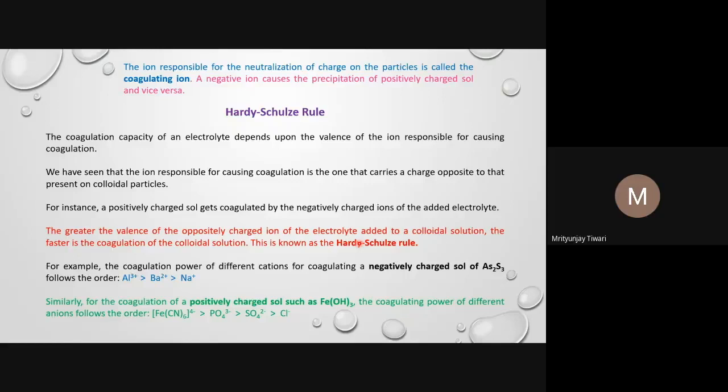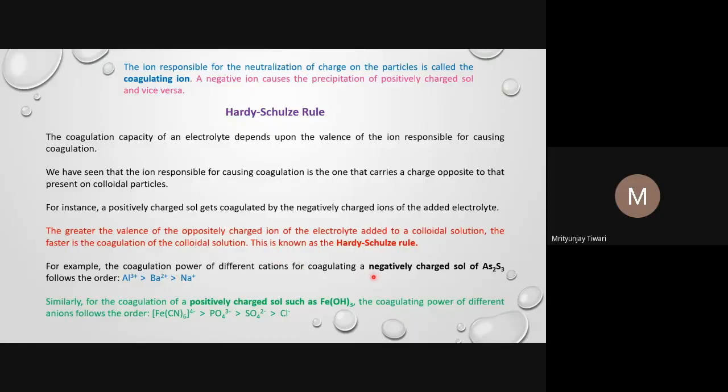Depending on whether the charge, that we call the valency, is more, the coagulation power of that particular electrolyte will be more. So the greater the valency of the oppositely charged ion of the electrolyte added to a colloidal solution, the faster is the coagulation of the colloidal solution. This is known as the Hardy-Schulze rule.